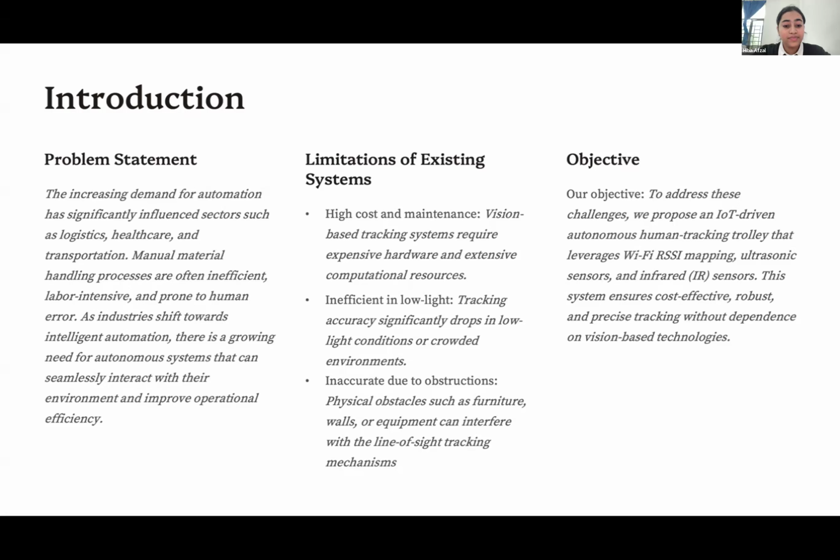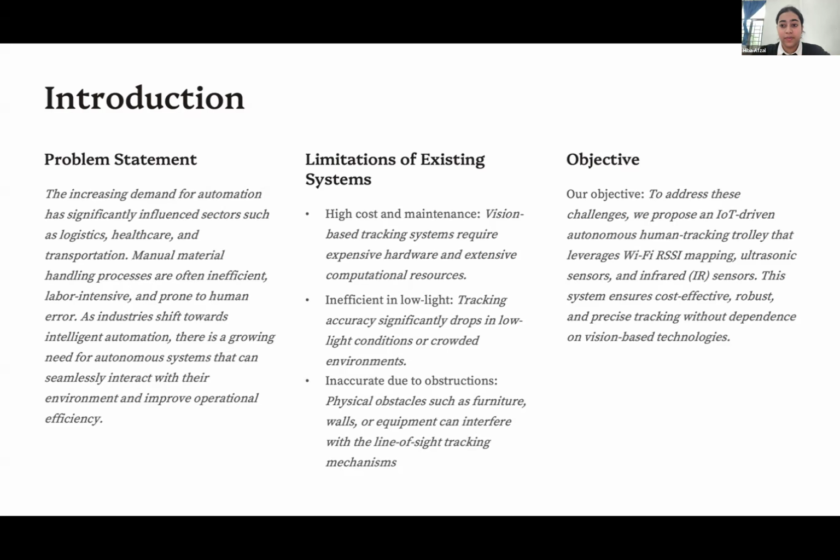Now, the third point is inaccuracy due to obstacles or obstructions. Physical obstacles such as furniture, walls, or equipment can interfere with the line-of-sight tracking mechanism, reducing reliability in dynamic settings such as warehouses, hospitals, or marketplaces.